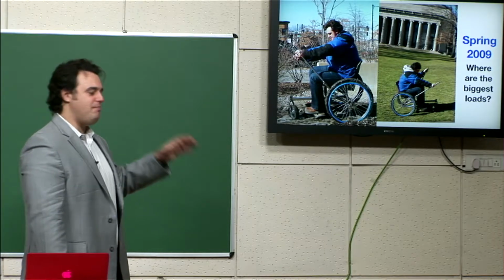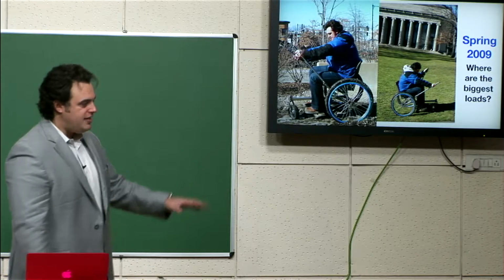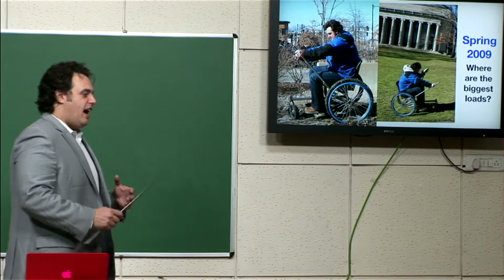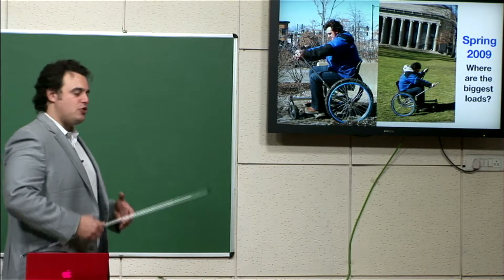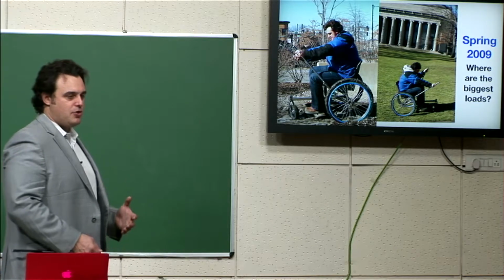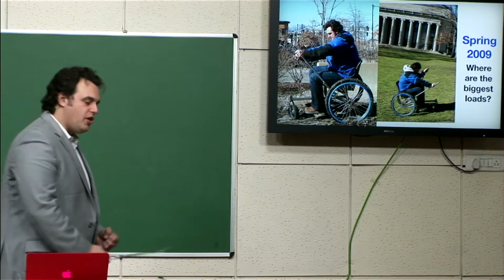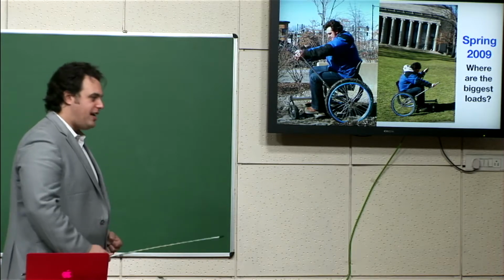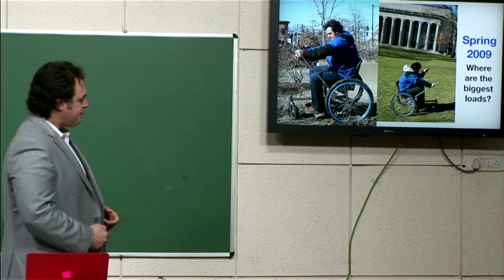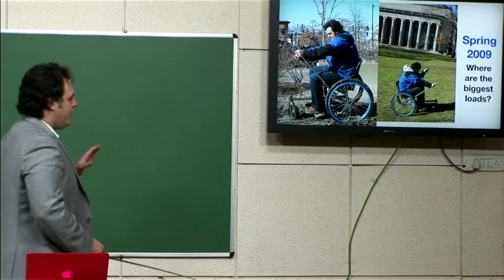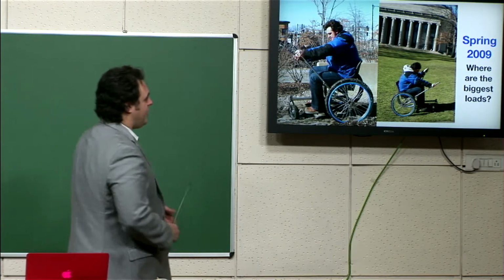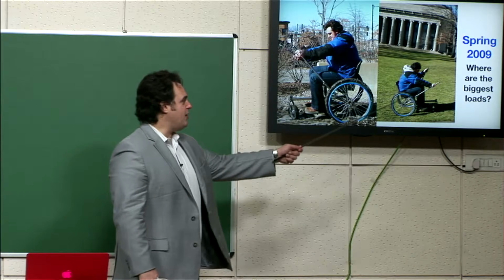And I rode this thing all over the place at MIT. I would ride it many, many days, go far distances, and I was empathizing with users. I was trying to replicate the experience a person would have to feel like, is this chair fast enough? Does it go through the right terrains? Where does it get stuck? Where does it break? And so one of the interesting asides here is why I'm asking where the biggest loads are.